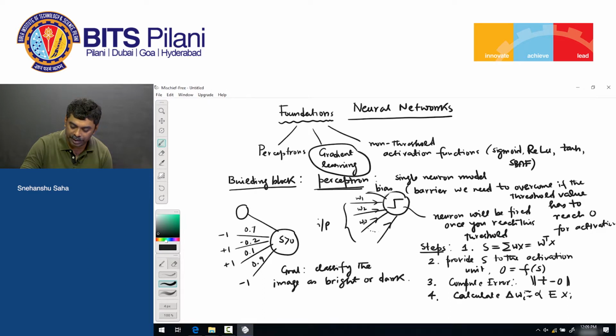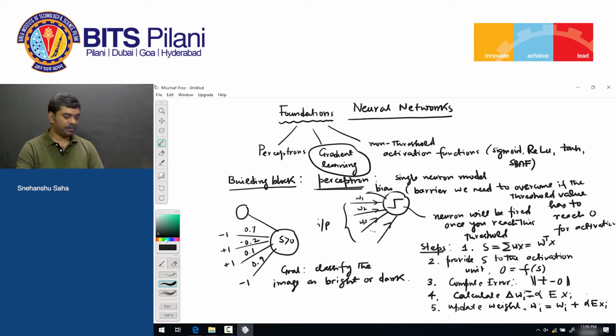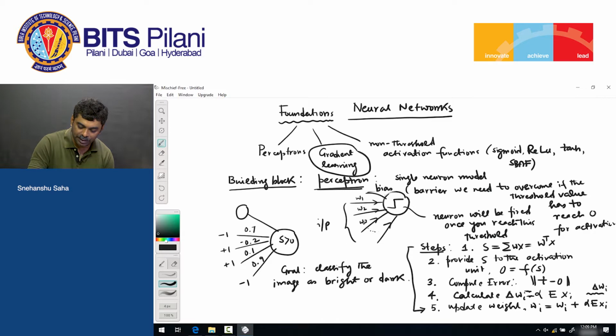So typically this is what I mean. This is my new delta W, and once I have that, I update the weight by using the previously used weight plus delta W. This is the weight update rule, and together these 5 steps, when you do that, you update the weight and recompute S, provide it to the activation unit, recompute the error, and this is an iterative process. So these 5 steps combined are the basic perceptron learning rule.